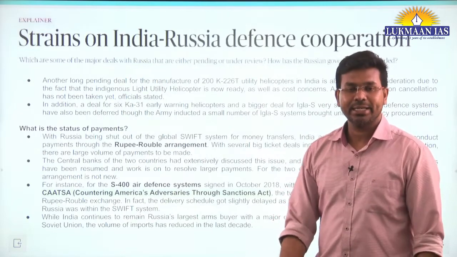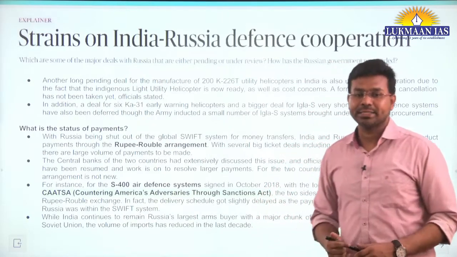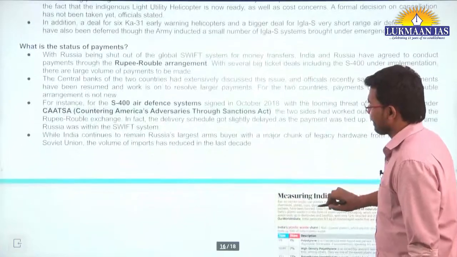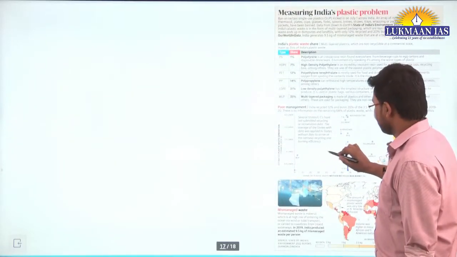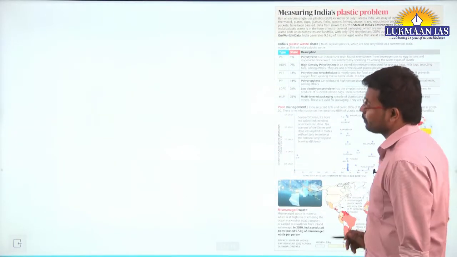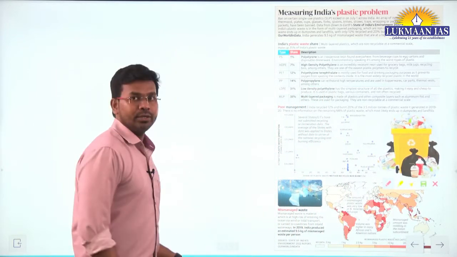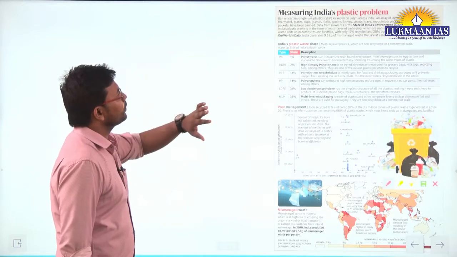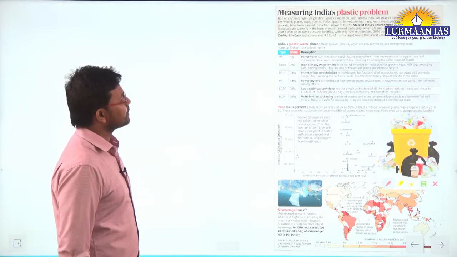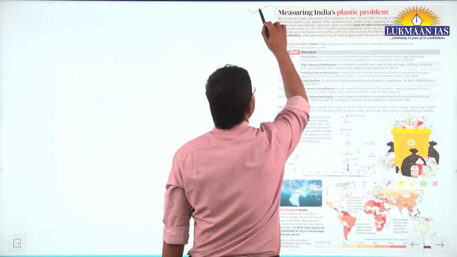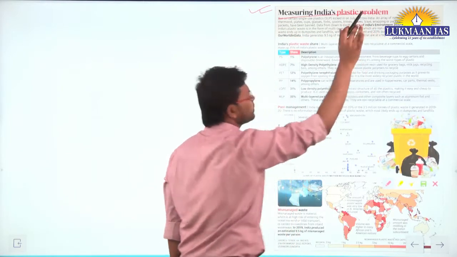You can read this article in your free time to understand the nuances that the author has mentioned. Along with this, this is one of the most important articles for the day. We are going to discuss this article in detail. So this article talks about measuring India's plastic problem. Okay, so why is this article in the news?